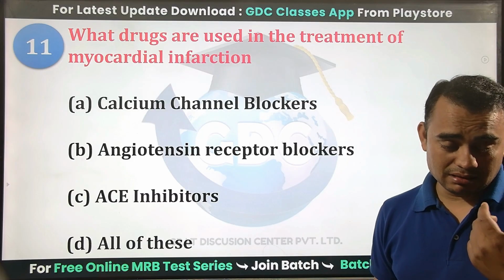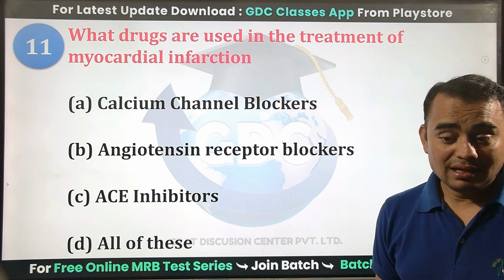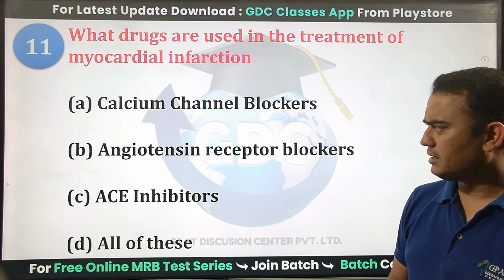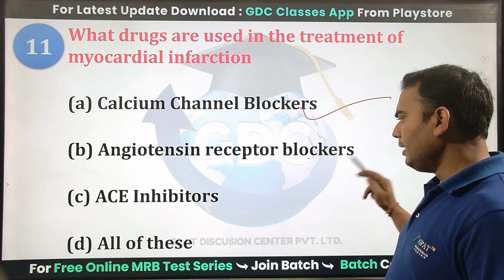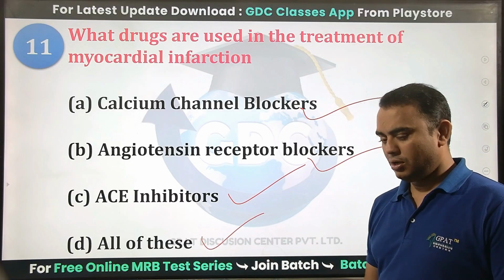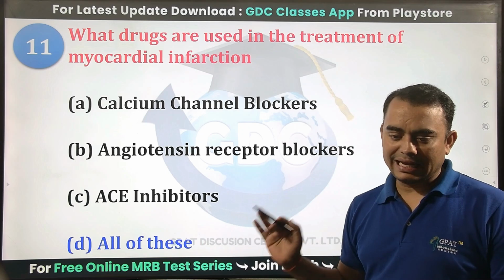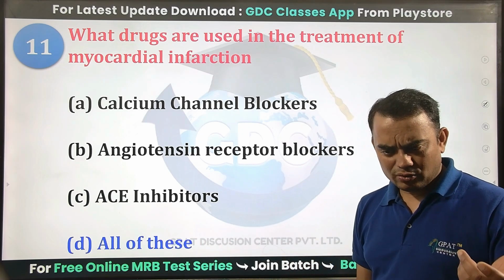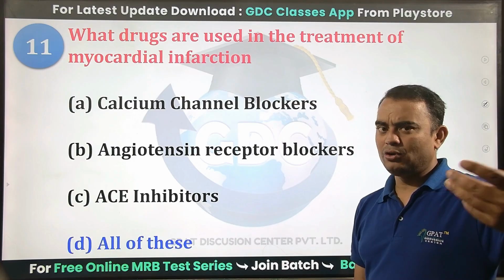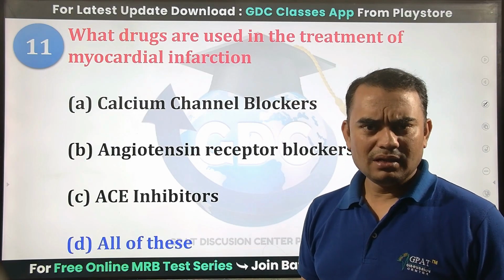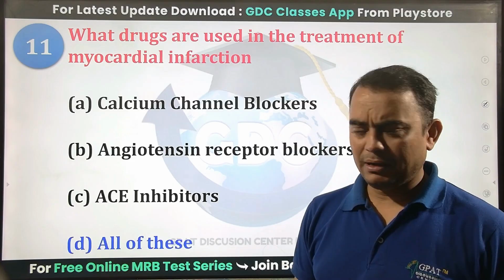So for that, we have to use sympatholytic drugs as well as calcium channel blockers and RAS system drugs. These are used there. So calcium channel blocker, angiotensin receptor blocker, ACE inhibitor, yes, all of these drugs can be used. Calcium channel blockers: dihydropyridine class drugs, meaning nifedipine, amlodipine, nicardipine, as well as the benzothiazepine diltiazem, as well as the phenylalkylamine verapamil.